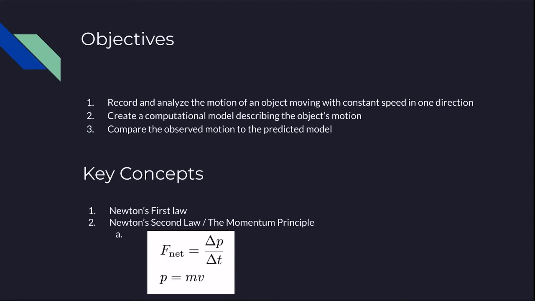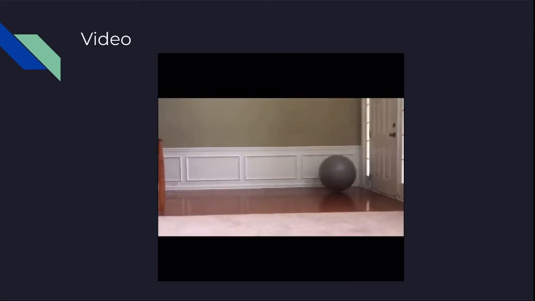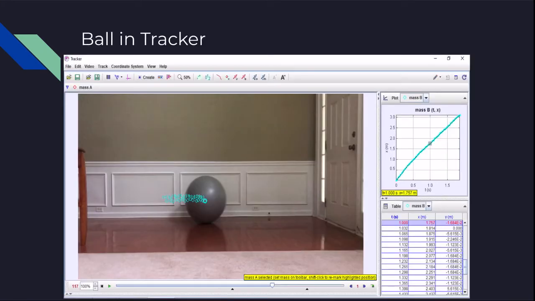must maintain that motion unless acted upon by an unbalanced or outside force, and Newton's second law, or the momentum principle, which states that net force is equal to the change in momentum over the change in time, where momentum is equal to mass times velocity. So let's take a look at our object in motion. Here is a screenshot of our ball and tracker.